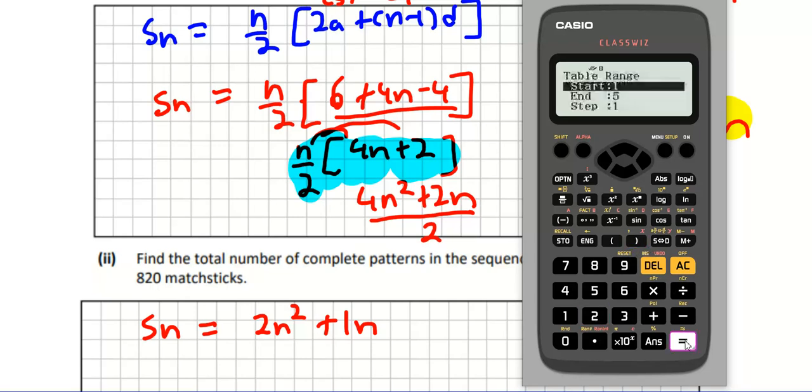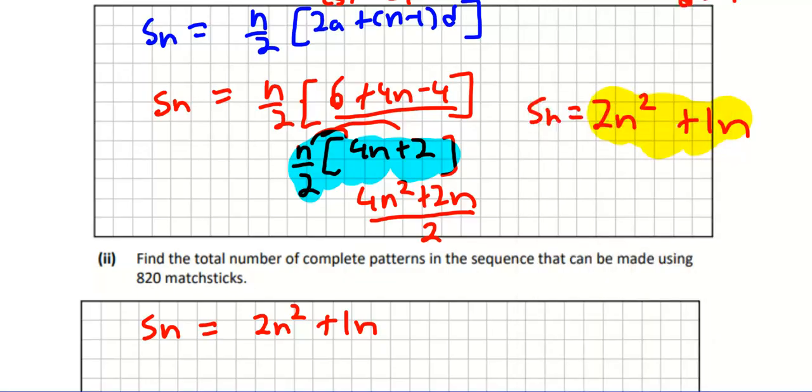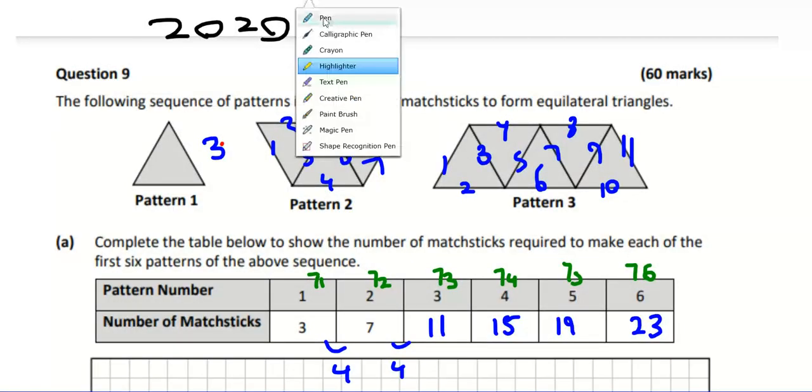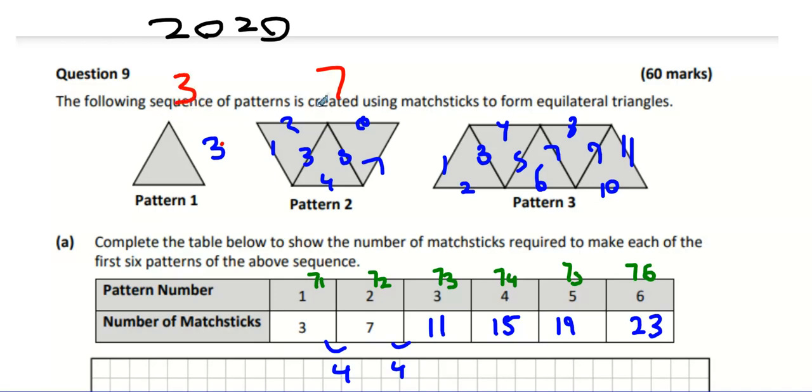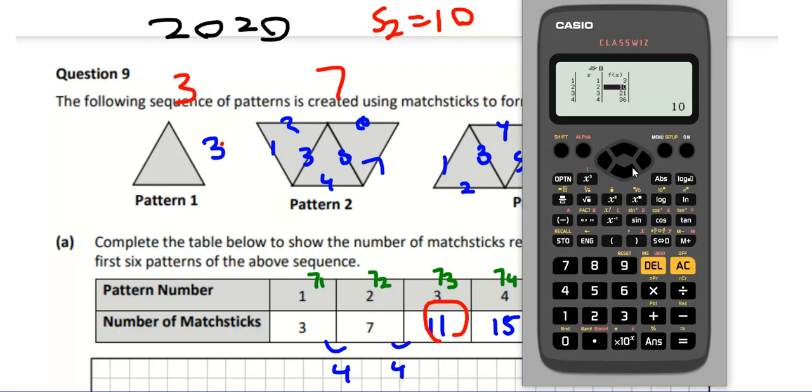And you sort of just start at 1, go all the way up to, like, 25, and just look at how many sticks it takes. It takes three sticks to make the first pattern. It takes 10 sticks to make the first two patterns. Remember, it was 7 sticks for the second pattern, 3 sticks for the first pattern. That's 10 sticks for S2. S3 would be 21, because you're talking about 3 sticks, 7 sticks, plus 11 sticks, 21.